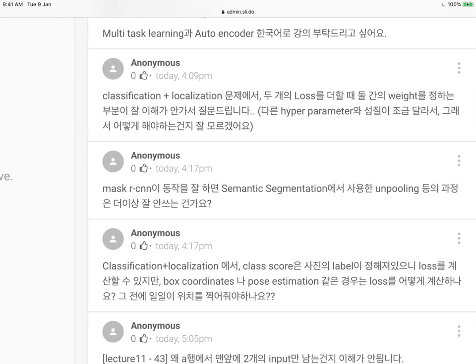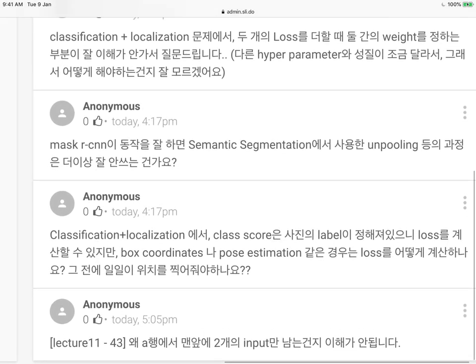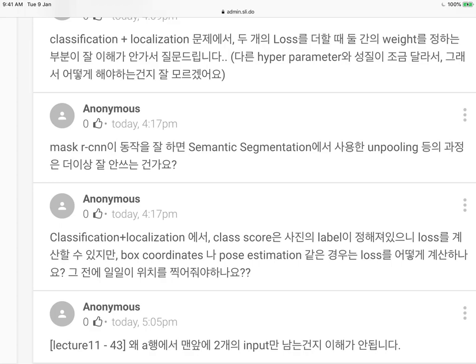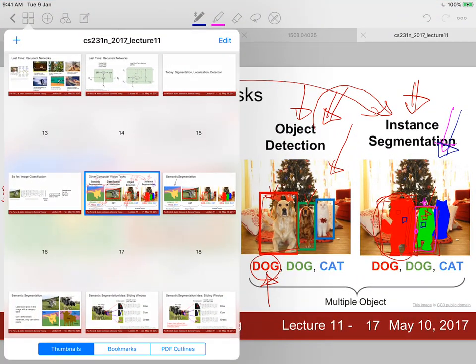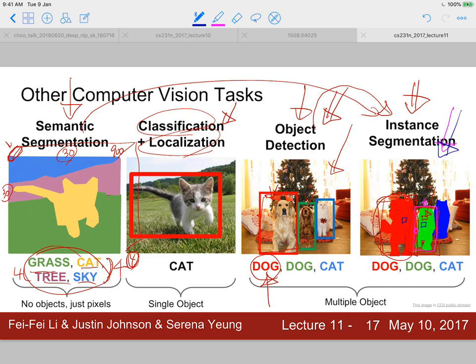Okay, let me address the simpler question of this classification plus localization: the class score, the box coordinate, and the pose estimation. How do we compute the loss? We need their own ground truth information, right? So in order to perform the localization task in addition to the classification, we need explicit label information about the exact location of that object, okay? And in the case of a detection task or this localization task, the problem is basically not a classification, but more of a regression problem, right?